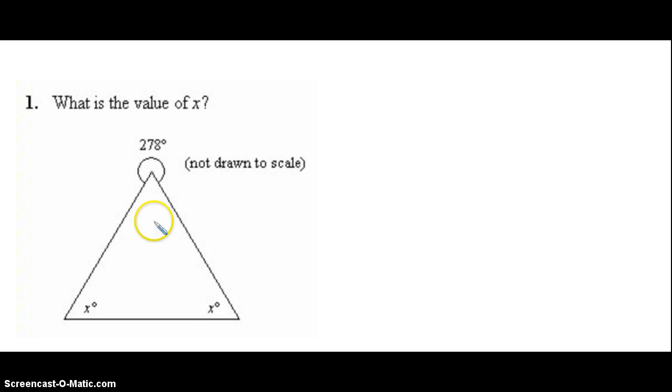Don't forget little things like this. I need to add up interior angles of a triangle. So I need to know this little wedge right here. This whole thing would be a circle, and this big one outside is 278. So I can find this little wedge by going 360 minus 278, and that'll tell me what that is on the inside. So 360 minus 278 is 82. So I can put that here, and now I can make an equation that says x plus 82 equals 180.